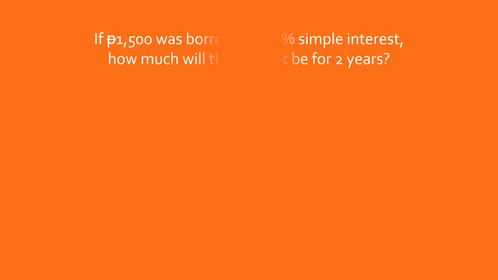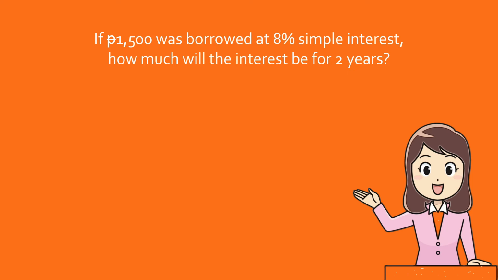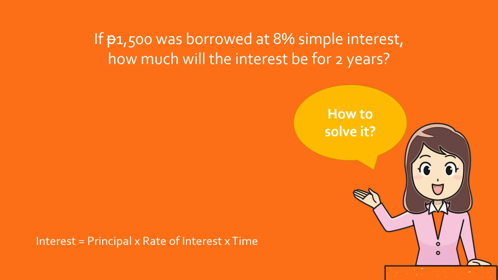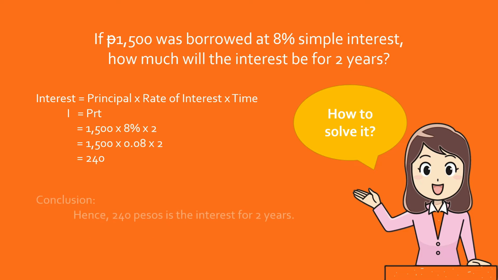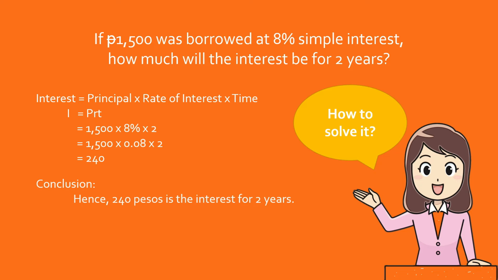Now let's go back to our example. But how do we solve it? The formula for interest is equal to principal times rate of interest times time. By substitution, we will get 240, which means that the simple interest is 240 pesos.